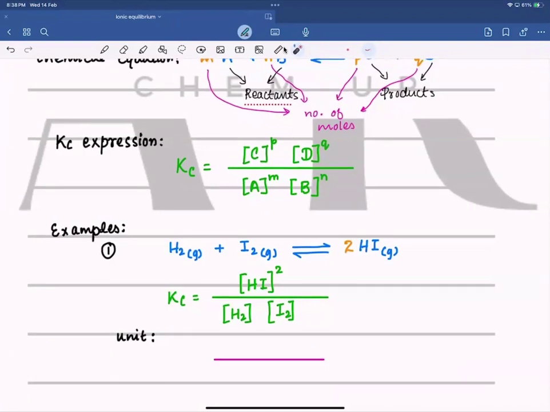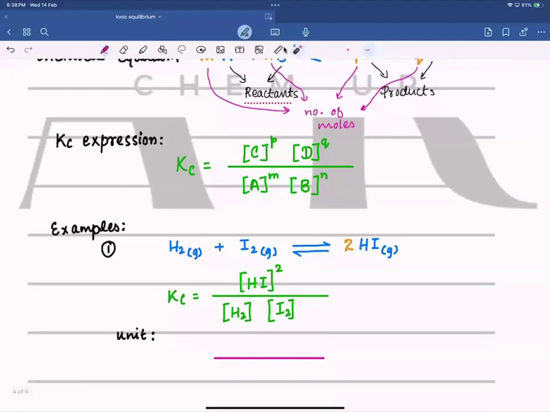So, hydrogen iodide. And what is the unit of concentration, Hamza? What is the unit of concentration? Yusuf, what is the unit of concentration? Sir, mole per dm cube.